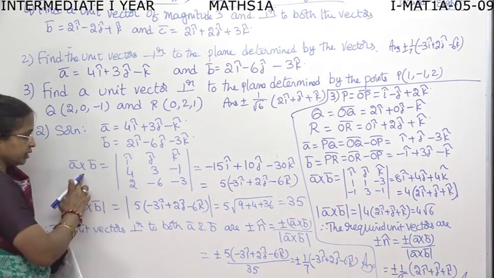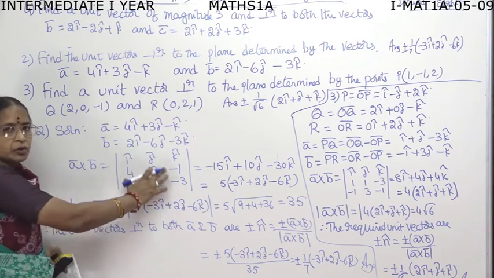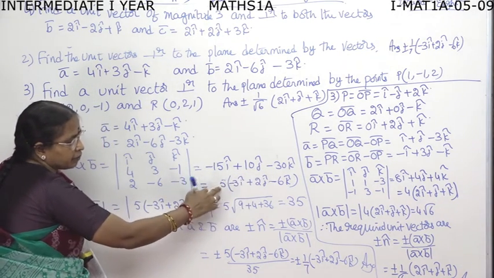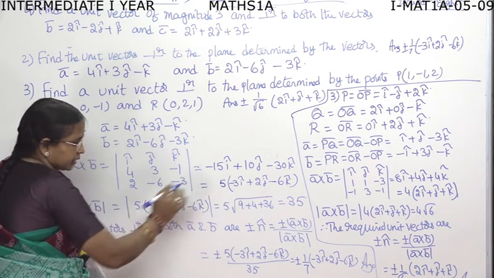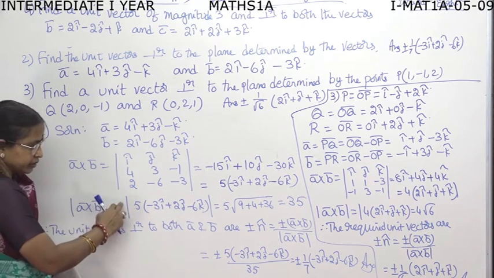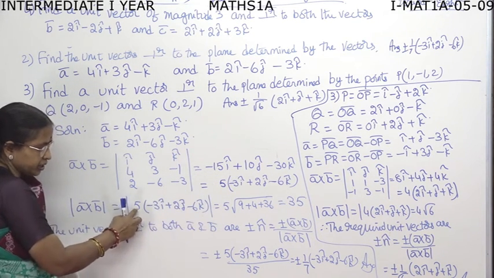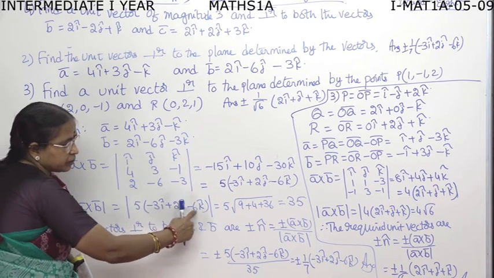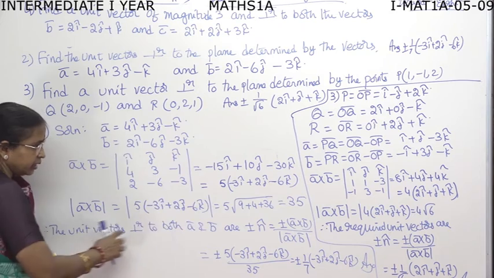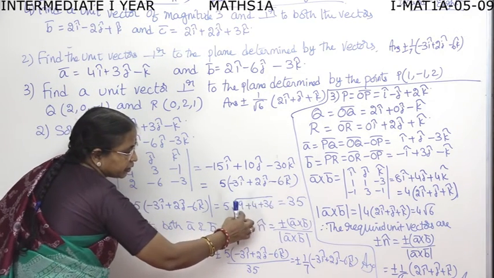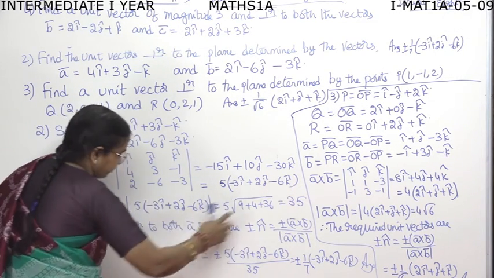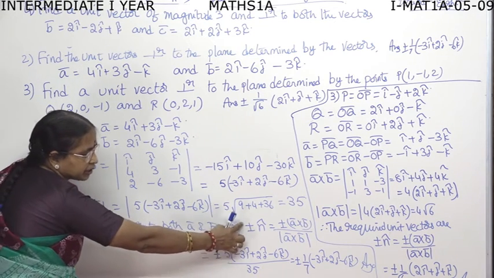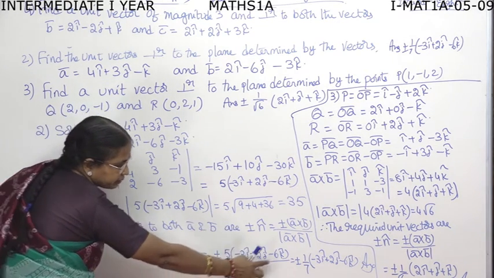So it is like this. A, B are the vectors. So find A cross B. You know the procedure, so I directly wrote it. We will get it like this. Take 5 common. Then it is like this. Then find the modulus of this. So 5 is constant. We can write it outside and write the modulus of this. So it is 9 plus 4 plus 36, that is 49. Root 49 is 7. 5 times 7 is 35. Then the unit vectors perpendicular to both A and B are given by this formula.